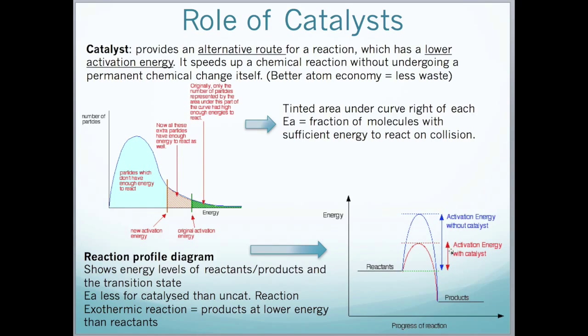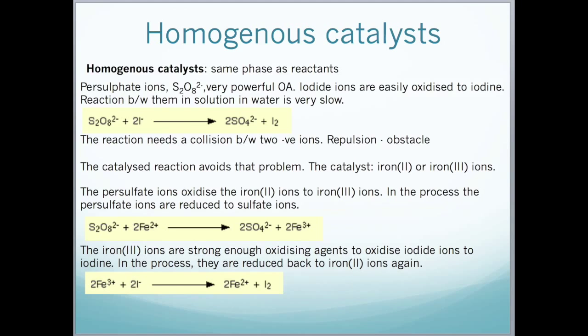So this clearly shows us that if we have a catalyst in this particular example, it provides an alternative route which has a lower activation energy. Catalysts can be divided into two broad categories, homogeneous and heterogeneous. Homogeneous catalysts are in the same phase as the reactant. Here I have an example of a homogeneous catalyst and how it works.